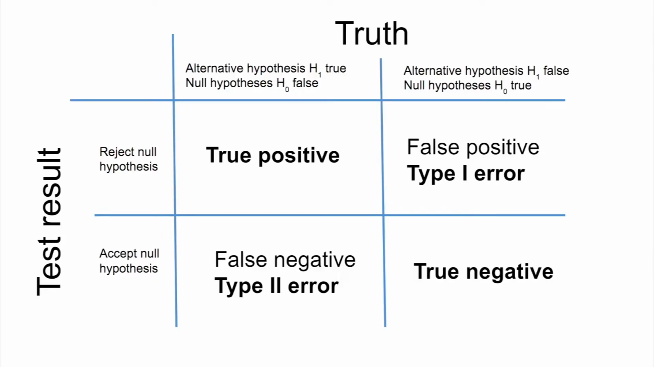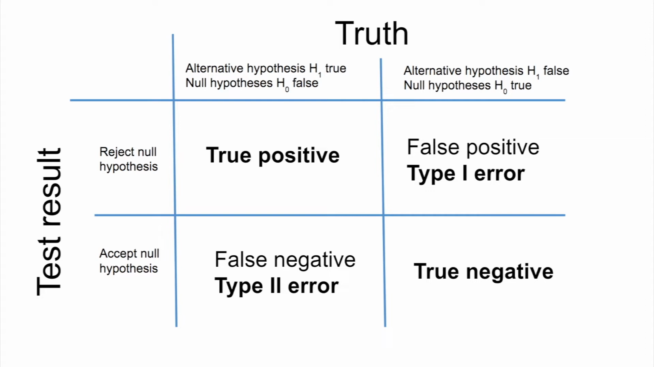And I can best illustrate, I think, the difference between a type 1 and a type 2 error in terms of a little contingency table. Okay, this is a 2 by 2 contingency table, and it compares the truth to what the test is telling us. So along the top, we've got two conditions. Either the alternative hypothesis is true and the null is false, or the null hypothesis is true and the alternative hypothesis is false.